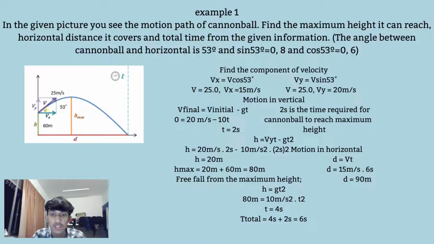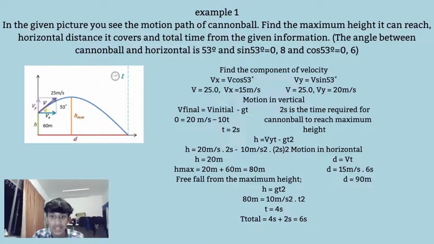So question one is, in the given picture you can see the motion path of a cannonball. Find the maximum height it can reach, the horizontal distance it covers and the total time from the given information. First of all, we need to find the components of velocity, which are Vx and Vy. After we substitute all the information from the picture, we get the exact value for Vx, which is 50 meters per second, and the value for Vy, which is 20 meters per second.